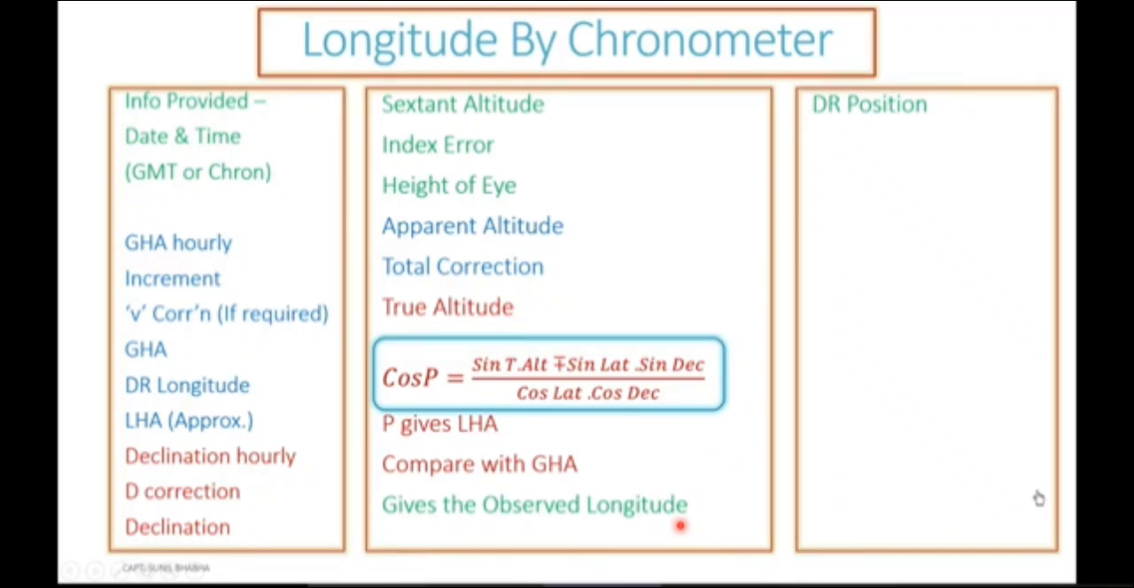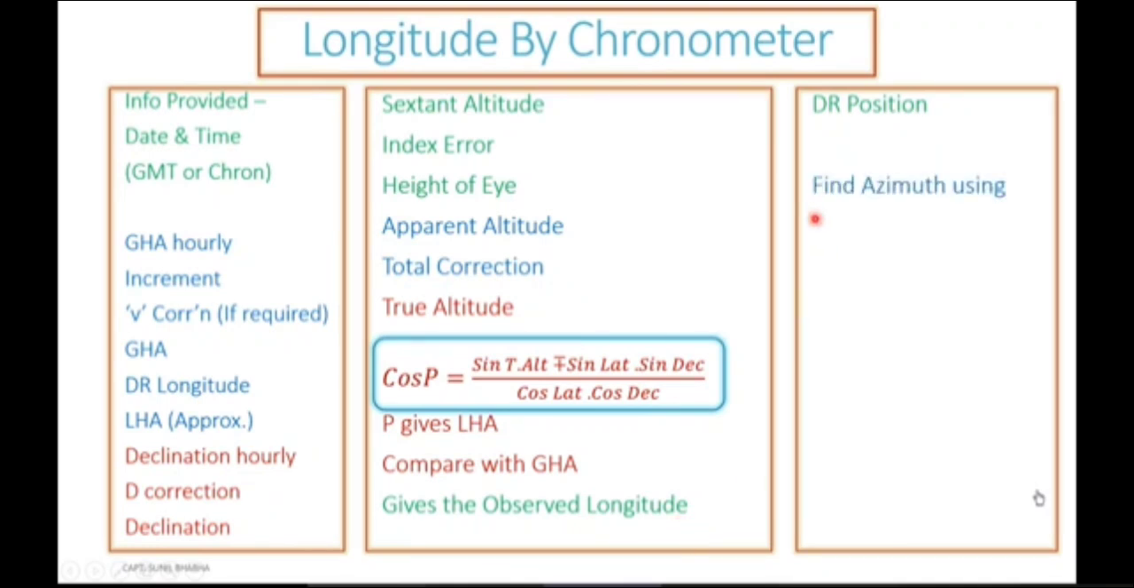In case of celestial bodies, the position line obtained from the body always lies perpendicular to the azimuth of the body. So always remember, in case of celestial observation, the azimuth of the body is always perpendicular to the position line. So if you want to find out the direction in which the position line lies, find the azimuth of the body, and perpendicular to it, 90 degrees away from it, is where the PL will pass or lie. How do we get the azimuth of the body?